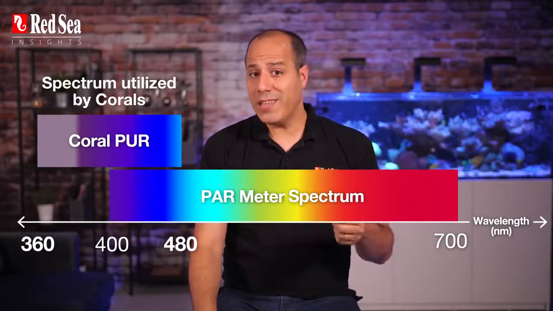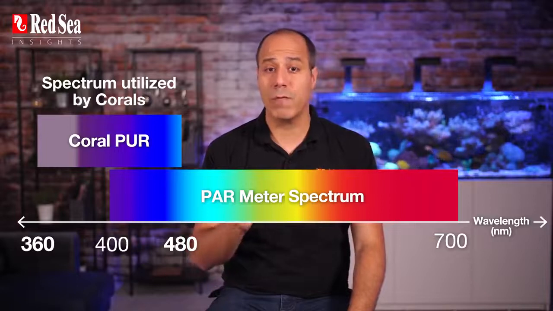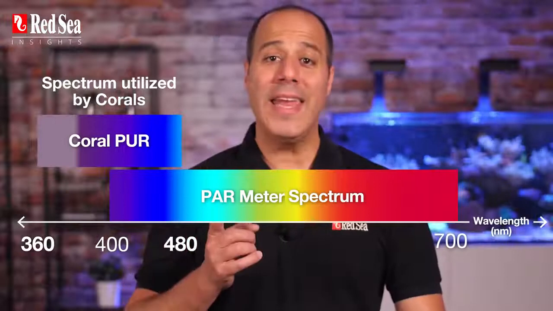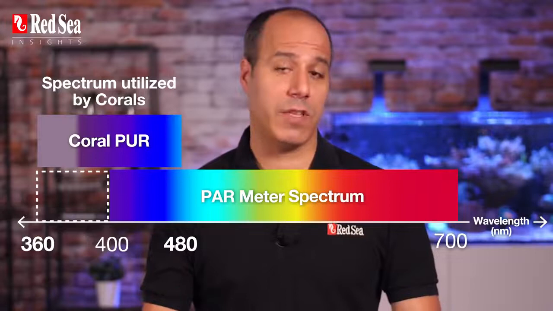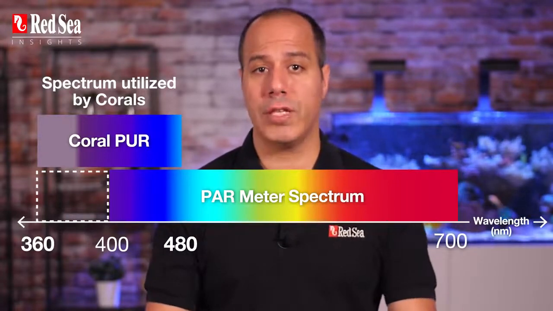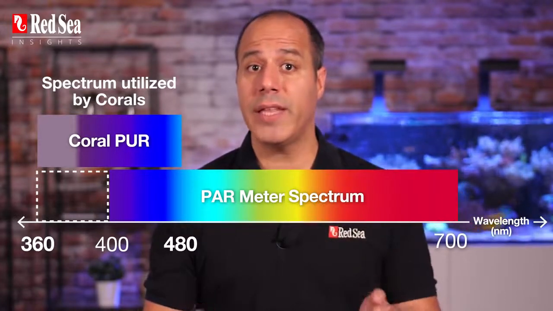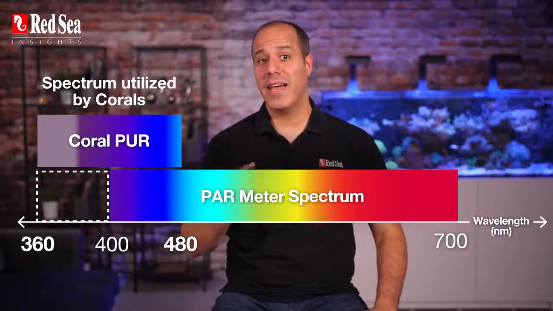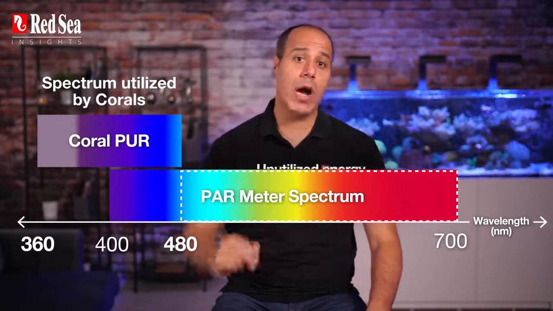So, you can already see that using PAR measurements to determine the suitability of light for corals doesn't tell us the whole story. On the one hand, the PAR measurement is missing an important part at the bottom end of the spectrum. These wavelengths in the UV range below 400 nanometers enhance coral growth and color expression and stimulate the auto-recovery process of photosynthesis.